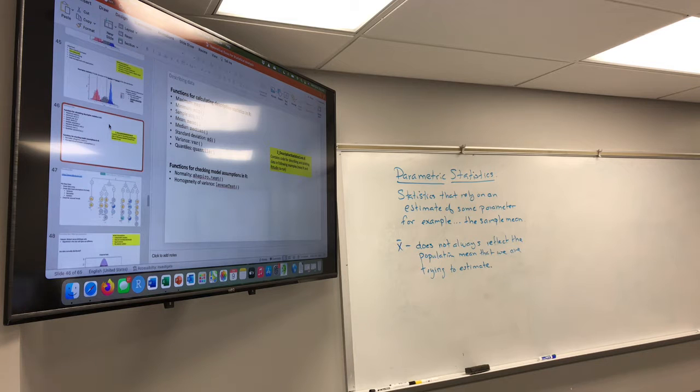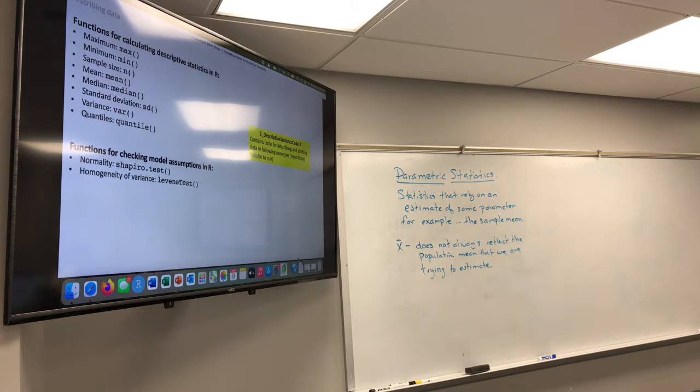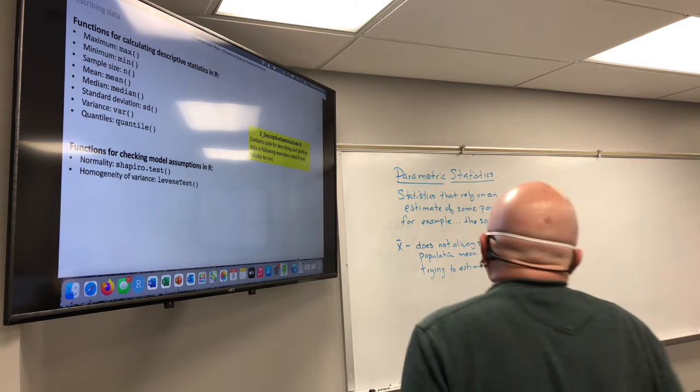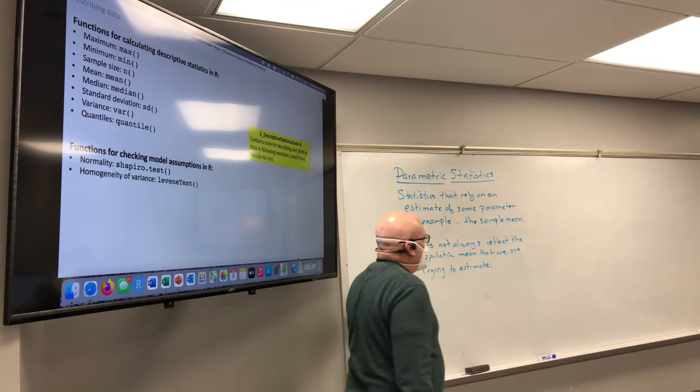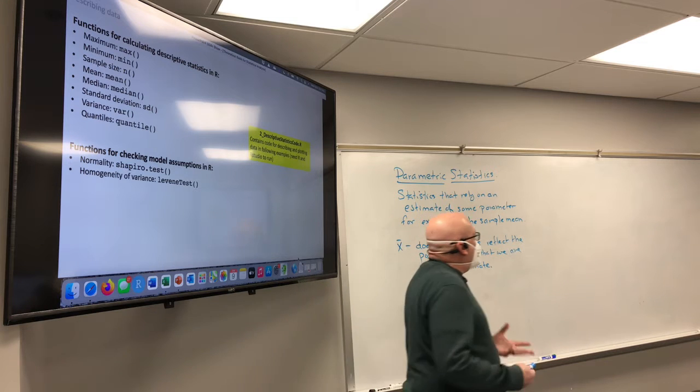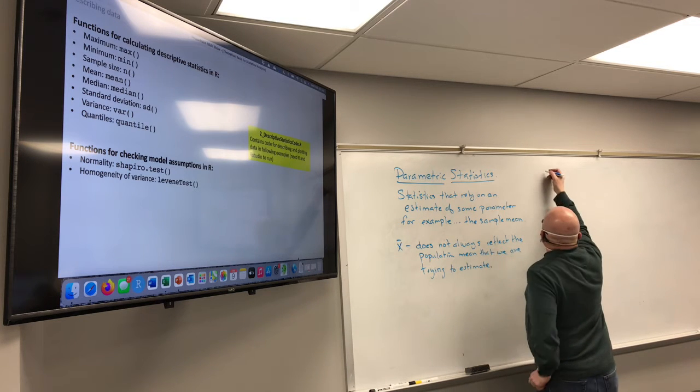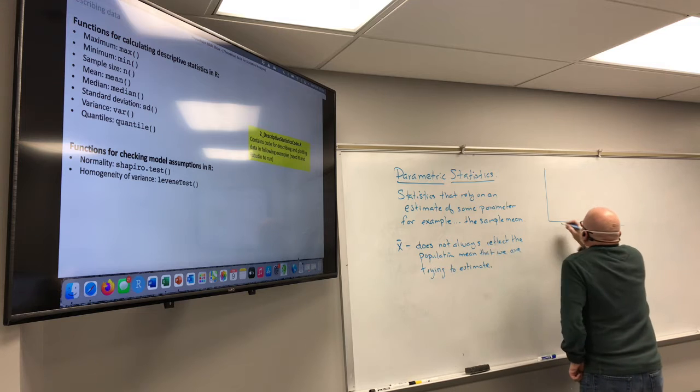So what we've been doing up to this point is we've been talking about parametric statistics. And parametric statistics are just the kind of statistics that rely upon the estimation of a particular parameter. And in this case, the parameter that we've been relying on is the sample mean. And the problem with the sample mean is that sometimes the sample mean doesn't always reflect the population mean that we're trying to estimate.